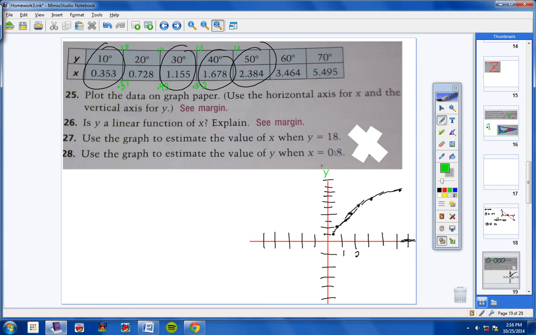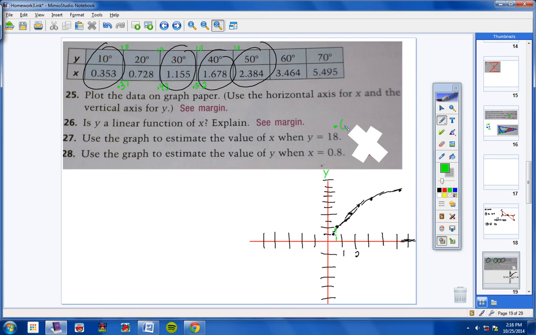So when y is 18, what would your x be over here? Well, let's see. Here's 10, 20. So right here, and watch carefully, guys, use the graph to estimate x when y is 18. So here's y. We're going to go up to 18. Remember, these are in increments of 10. So 10, 20, 30. So 18 is about right here. So go over to the graph right here, right there. What does that equal on the x-axis? Well, it looks like it's about 0.6. So I'm going to estimate it's about 0.6.